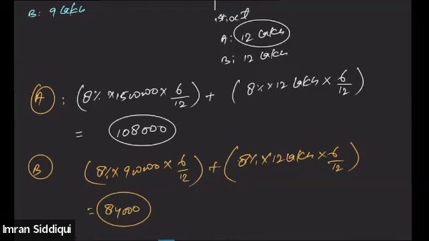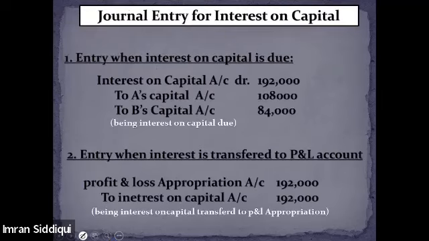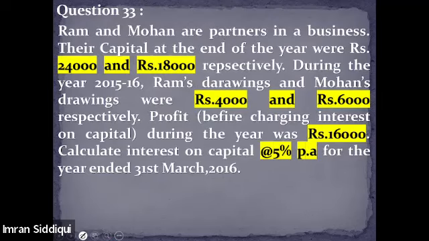All right. Now, always remember that we have to calculate interest on the opening capital balance. So keeping that in mind, we'll discuss one more question. This is question number 33. It says Ram and Mohan are partners in a business. Their capital balances at the end of the year are given as 24,000 and 18,000 respectively.